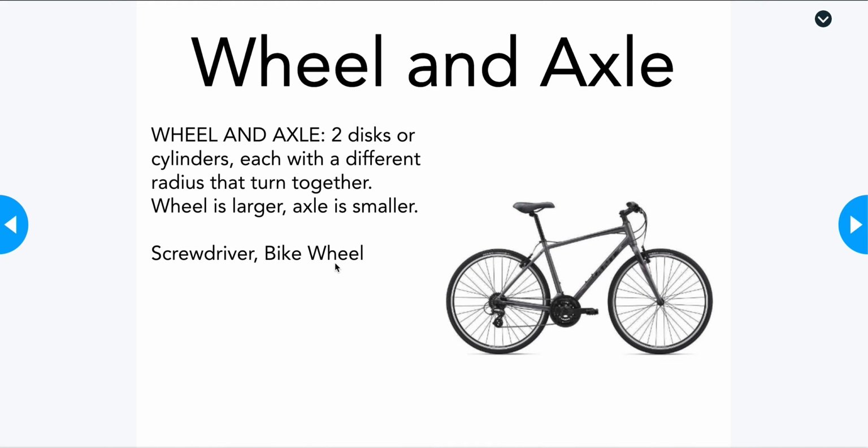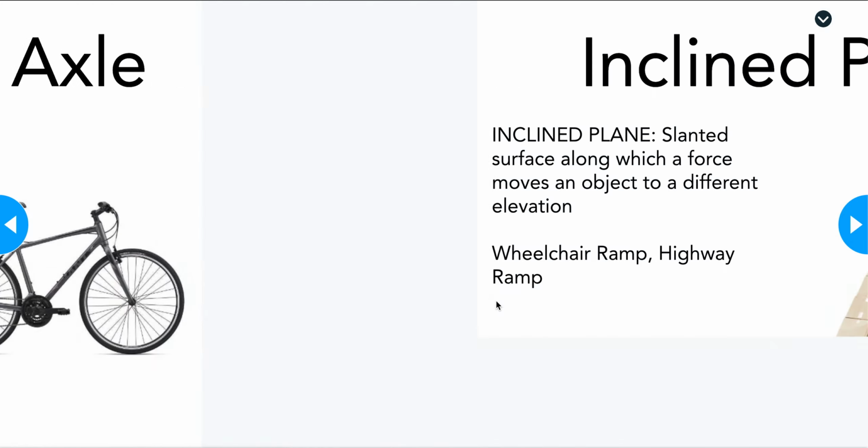A bike wheel is another example of a wheel and an axle. So here you can see a bike wheel where you have the wheel itself, and then the axle is right here in the middle, by the chain and the derailleur. And the axle is that really small part right there, the small cylinder, I should say. And then the wheel is the big disc. In this example, the axle is what's turned because you turn the pedals and then that turns the axle. And then the wheel turns as a result of the axle turning because the wheel is connected to the axle.